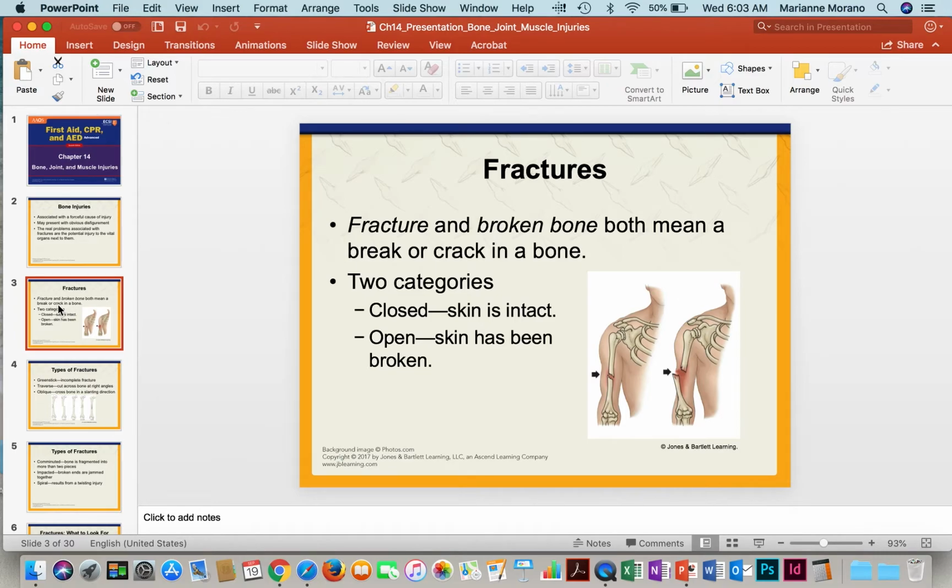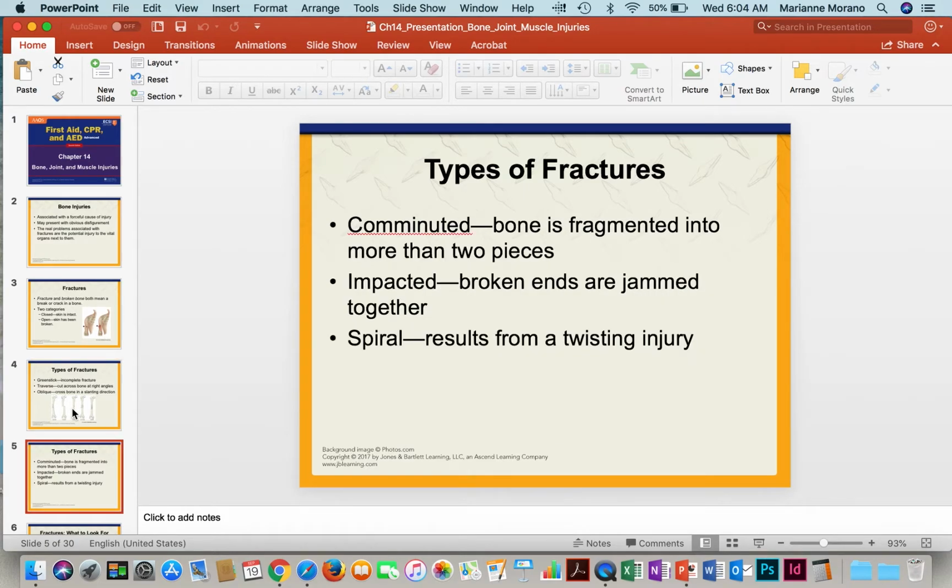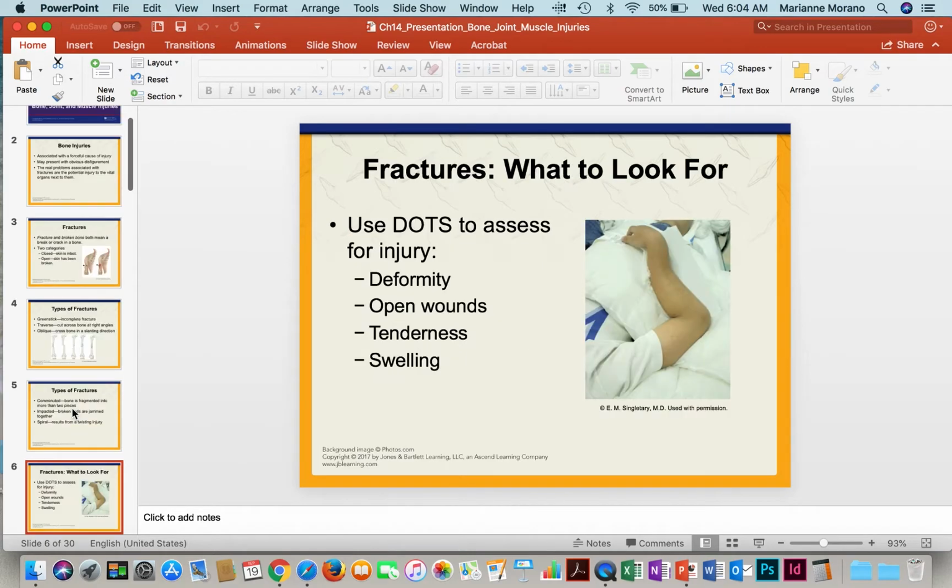There are two types: closed, where the skin is intact, and open, where the skin has been broken. There are different types of fractures. Green stick is not a complete fracture. It doesn't break all the way through the bone. Transverse, it's cut across the bone at right angles. Oblique, crosses the bone in a slanting direction. Then there's comminuted. Bone is fragmented into more than two pieces. Impacted bone ends are jammed together, and a spiral break results from a twisting injury.